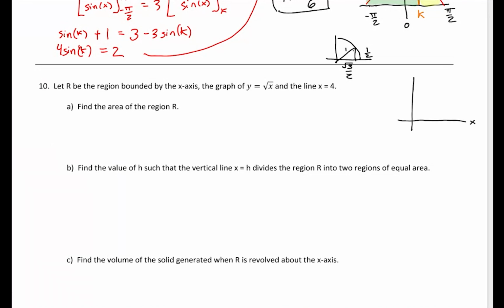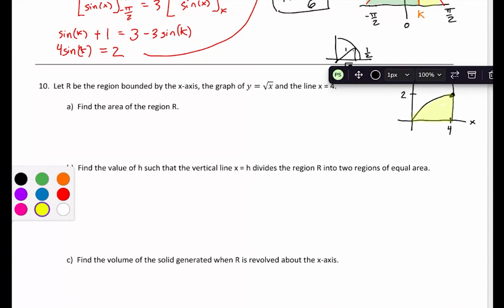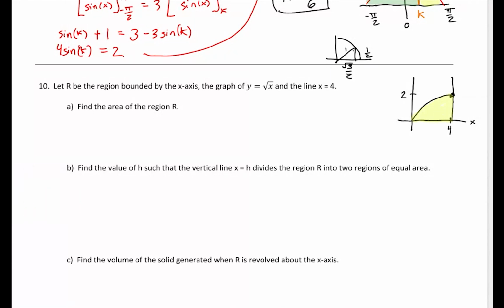So here's the x-axis. Y equals root x. It's going to do something like this. And then here's x equals 4. The square root of 4 is 2, so we know for sure that this is going to be at 2. Okay, so the area that we're talking about is right in here. Finding the area of that region should be a super easy problem once you look at this. We're going to find the integral from 0 to 4 of the square root of x dx.